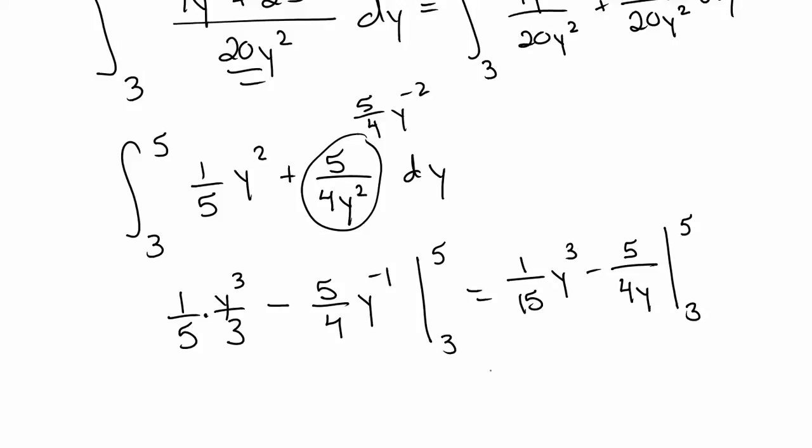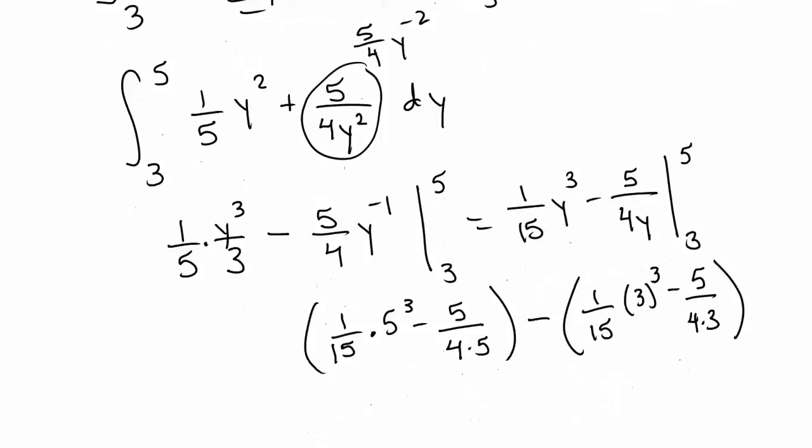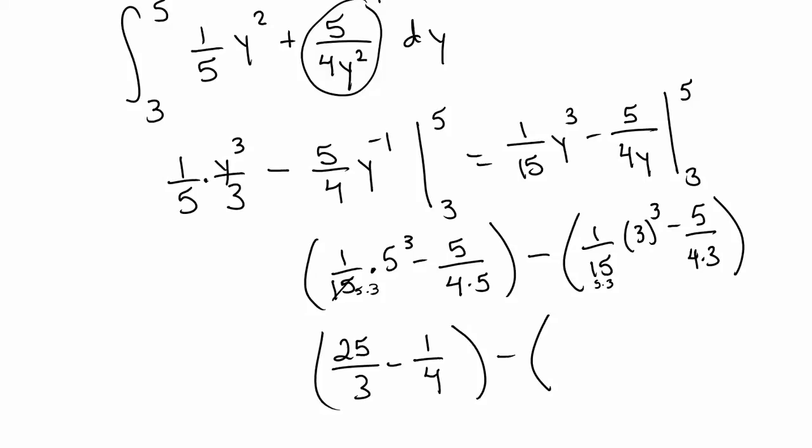So now you can plug the 5 in, and you'll get 1/15 times 5 cubed minus 5 over 4 times 5, minus, when you plug 3 in, you'll get 1/15 times 3 cubed minus 5 over 4 times 3. And I guess I got a little bit of time so I can do all the math here. This 15 is 5 times 3, so you can cancel one of those 5. So you're going to get 25 thirds minus, the 5's cancel there, so that'll be 1/4. Minus here, this is 5 times 3 again, so remember you can cancel the 3 now, and so this will be 9/5 minus, can't do anything with that, 5/12.